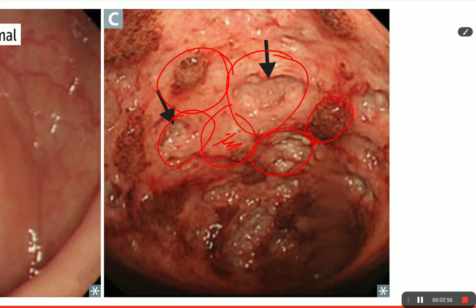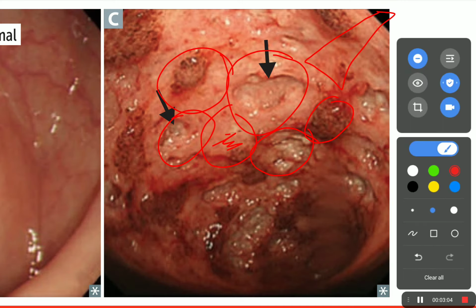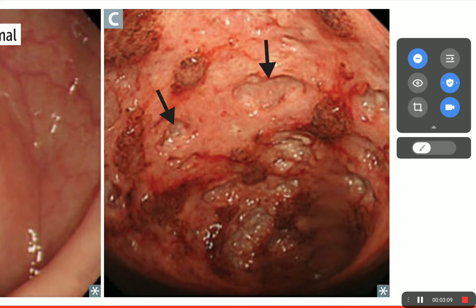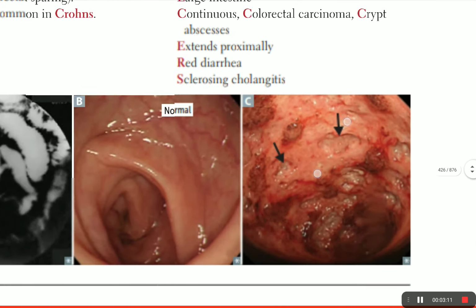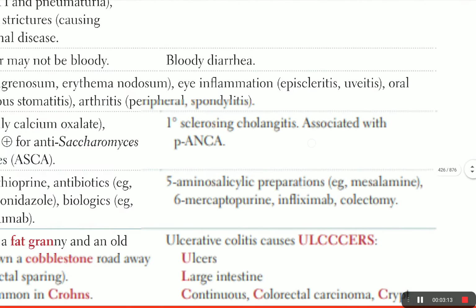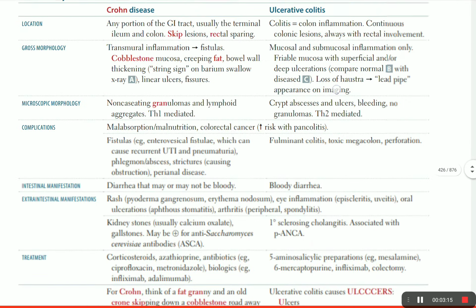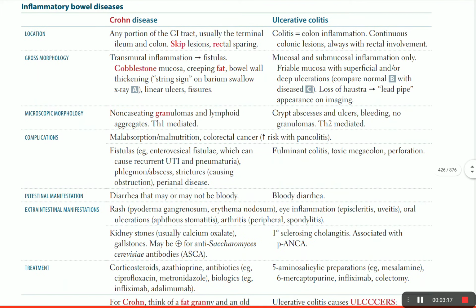We have to take a look through the other layers of the tract to see if it's transmural or just affecting the mucosa or submucosa. If it affects the mucosa or submucosa, it will be ulcerative colitis, but if it is transmural and affects all the layers, it will be Crohn's disease.